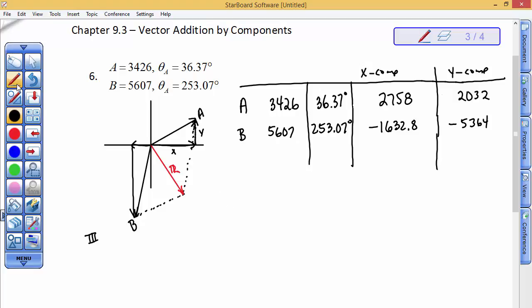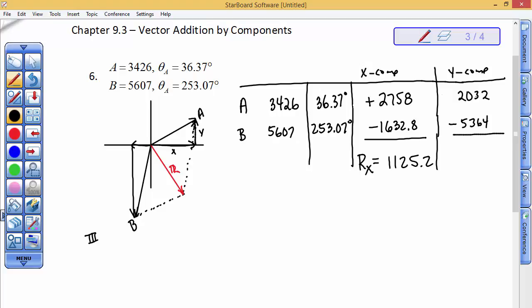When I go to find my resultant x component, notice that this x value went to the right and this x value went to the left. I had a positive x value to the right and a negative 1,600 to the left. So I add those. Take the 2758 and subtract the 1632. For whatever reason, I've got 1125, so I apologize for the rounding off. That's not quite right. I'm going to check it. So 2758 minus the 1632.8 is 1125.2. I likely didn't use the 0.2 in my Pythagorean theorem next.